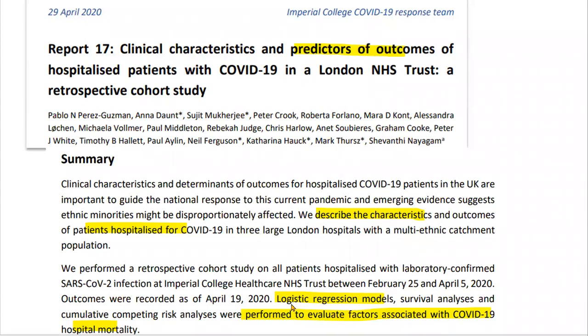What statistical method did they use to study the data? They used a logistic regression model. Now, where did they get this data from? It's a retrospective cohort study of all patients. Okay, so it's looking back, and this is the data of that period.